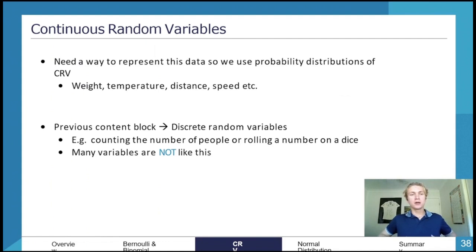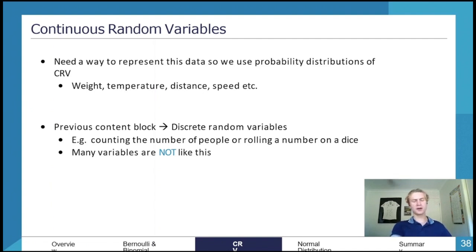Okay. So we need a way to represent this data so we can actually work out the probability of different values occurring, because that's what we're doing, right? Stats, we're trying to find probability. We're also observing different things like sample size, mean, etc. Now, we need a way to represent this data so we can use probability distributions for continuous random variables, such as weight, such as temperature, such as distance, such as speed, etc.